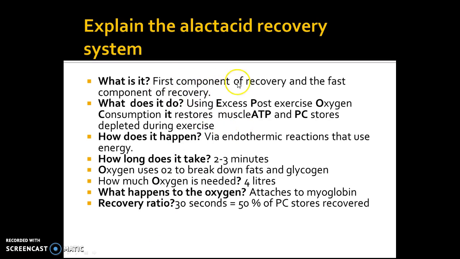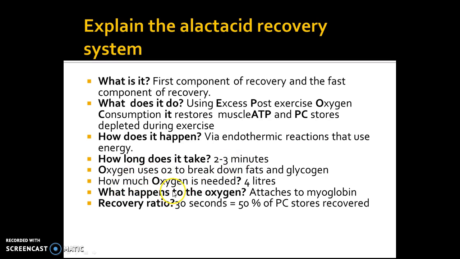So what is it? Well, first of all, it's the first and fast component of recovery. It's the initial recovery. I always think this is the best way to think about it: if it's the first and fast component, the first thing that's recovered is the first thing we run out of. So the first thing we run out of is PC. So what does it do? Using EPOC, it restores muscle ATP and PC stores depleted during exercise. Now, how does it do it? It does it via endothermic reactions, so using energy to bind smaller molecules into larger molecules. Then how long does it take? It takes 2 to 3 minutes.